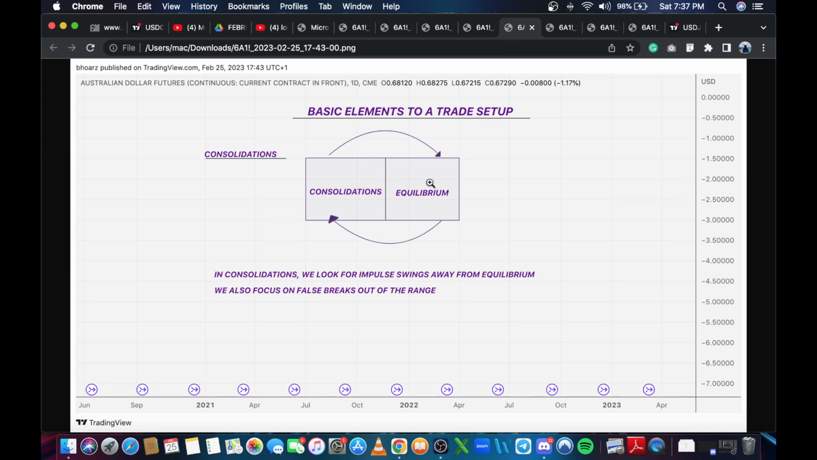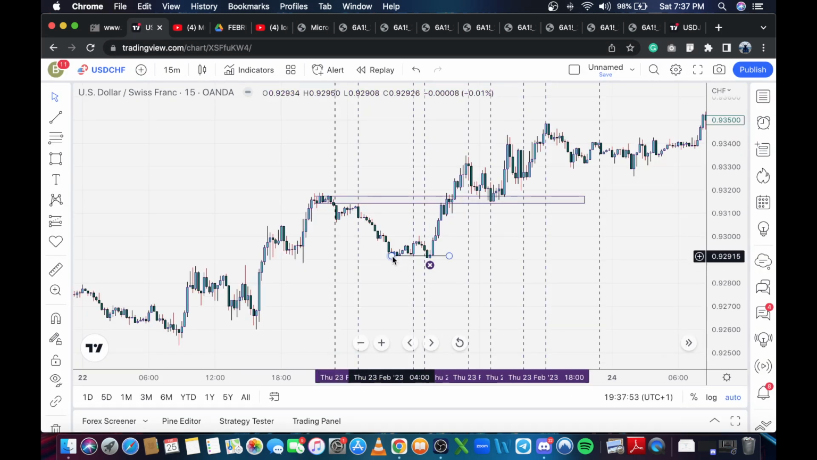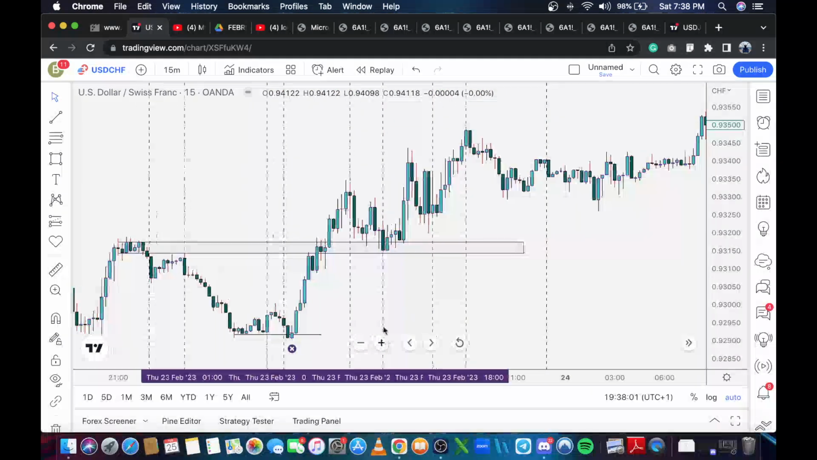So we have an amalgamation of consolidation, where we talk about false breaks, and then we also have reversal, where we talk about liquidity pools. So here we have consolidation plus sell side liquidity pool, market expands lower, and then reverses, and then the true expansion starts. Now in expansions, what are we primarily focused on?